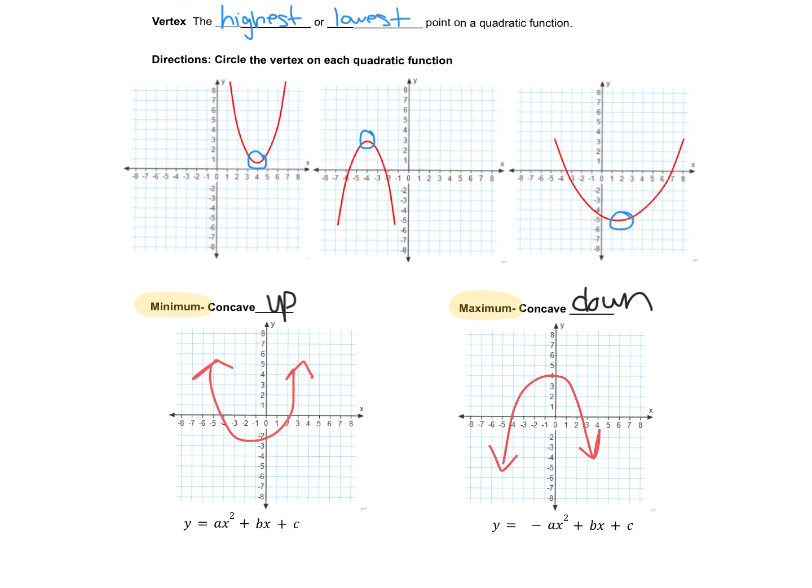Okay, so that minimum point is where the vertex is, based on it being concave up. So if it's concave up, it's a minimum. If it's concave down, it's a maximum. Looking at these three problems above, right here we would have a min. On this one, it's concave down, so we would have a max. And on this last one, it's concave up, so we would again have a min.